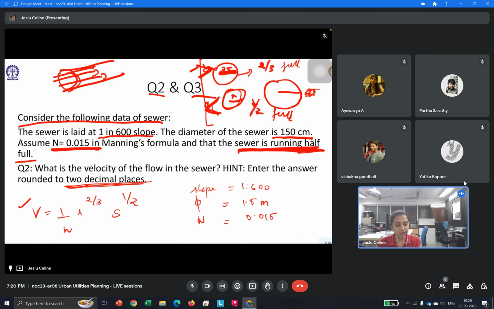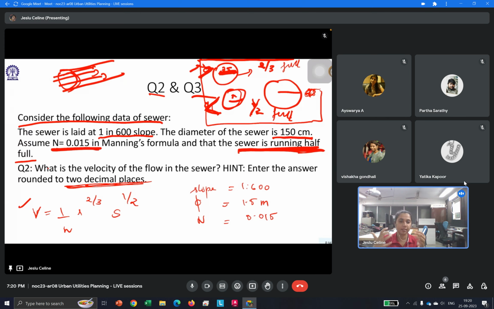So we assume how full it flows based on the diameter and also the population. But the whole point is that we never assume it to be fully full, or we don't design the sewer to be fully full, because if the sewer is fully full, then it is very difficult. It's not like the water supply channel, right?